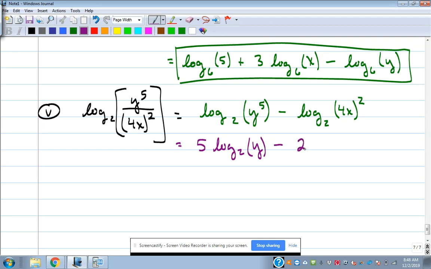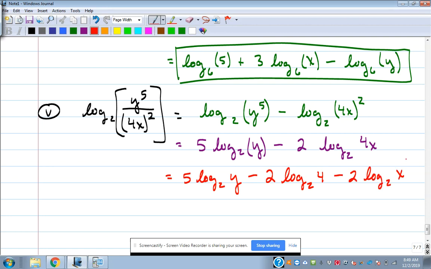So I can really pull this 2 out to the front, and then I've got log base 2 of 4x. So it's 2 times the log base 2 of 4x, and then I've got to expand the 4x part. So the next line would have 5 log base 2 of y. And then here's where it gets a little trickier, because it's 2 times that entire log. So when I break that apart, I've got to have the 2 on the log base 2 of 4 and a 2 on the log base 2 of x. Why did I put a minus 2 in front of that?